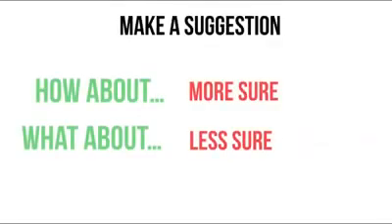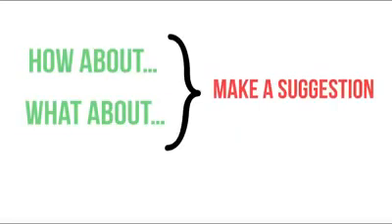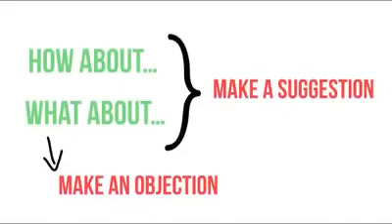So what's the difference between how about and what about? Using how about, we sound more sure in relation to our suggestion, and what about sounds less sure. The second important thing is that we use both how about and what about to make a suggestion, but only what about to make an objection.